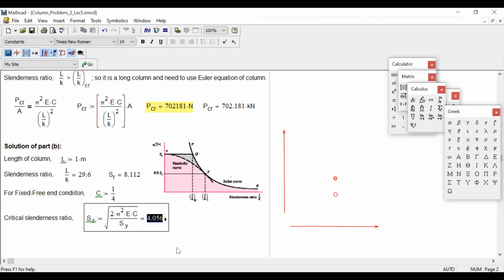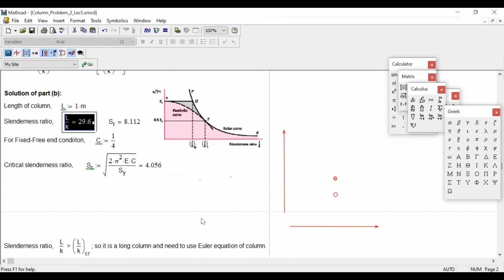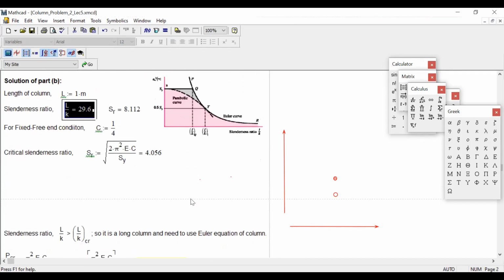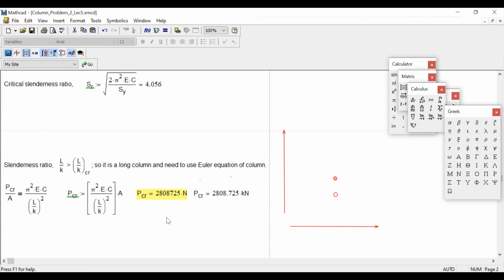What does it mean? Still it is on the right side, right? Our value is 29.6, but critical is only at this point, value is only 4. So that means again you need to use the Euler equation of column. But if you are on the left side, then you need to use the Johnson equation, like we solved one problem in the last class. So similarly, you solve, you got this first.